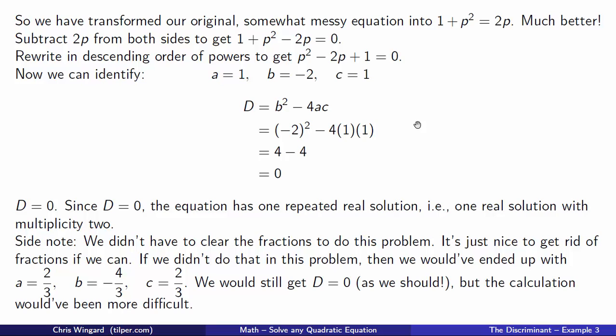and we would still get d equals 0, which we should, because if d is 0 before you change both sides of the equation, then d better be 0 afterwards. But the calculation would have been a lot more difficult with the fractions. So if you have fractions that you can get rid of, go ahead and do it. It will probably make your calculations a lot easier later on.